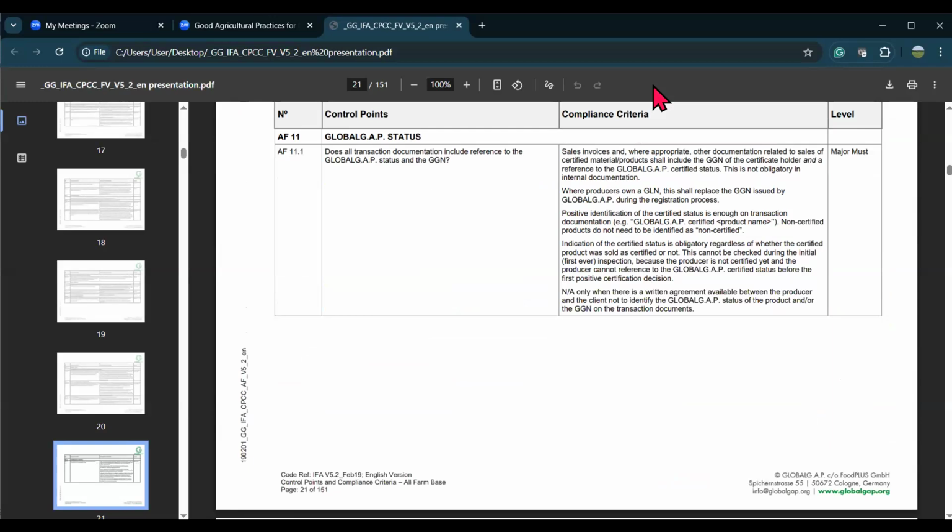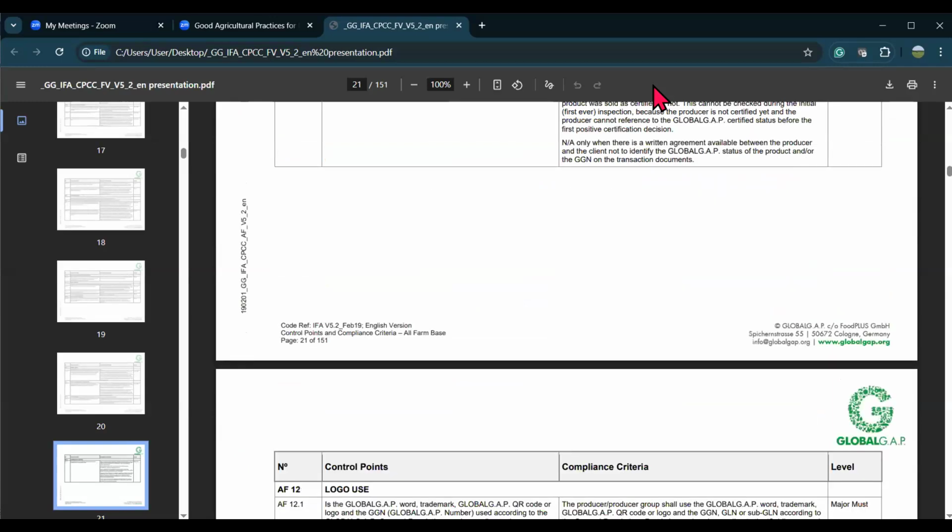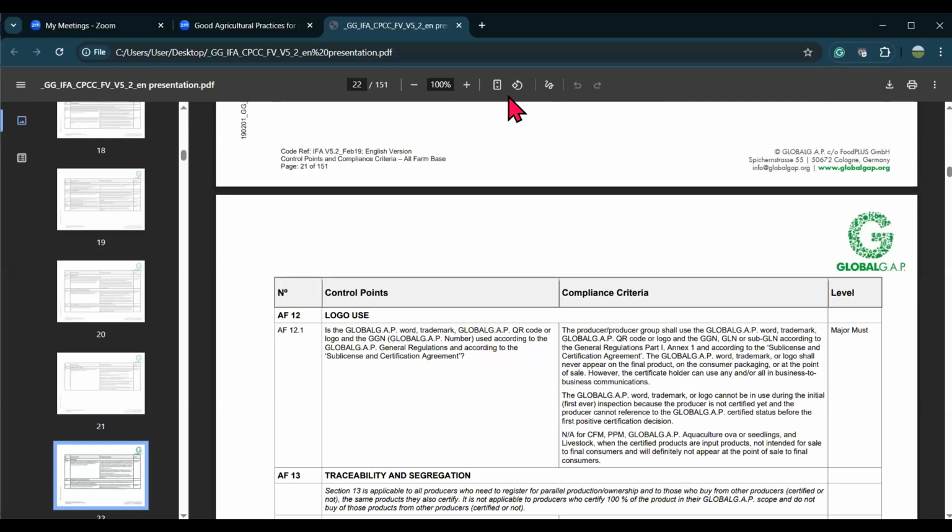And this conversion happens when you are a producer. So it's a section about traceability and segregation.